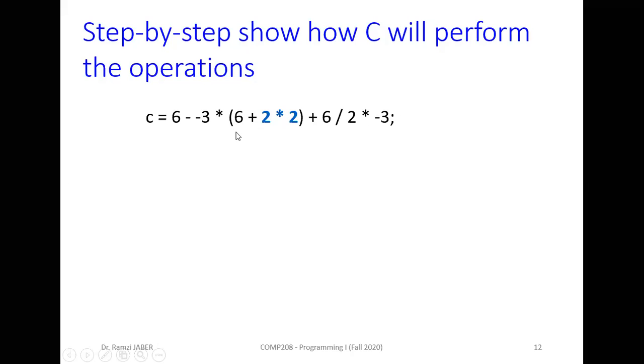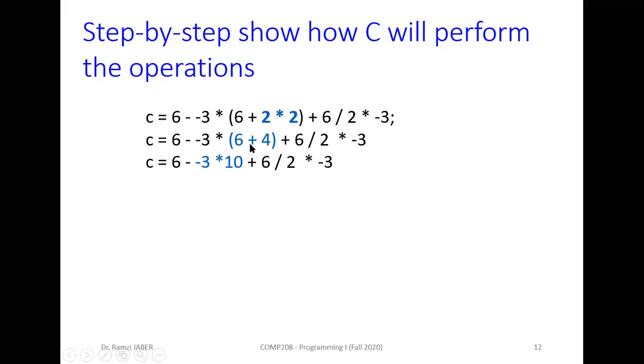So we write this, we replace the values first, and then we decide where to start. First we choose parentheses. Inside the parentheses we have plus and times multiplication, so we start by multiplication and calculate its value. So the new expression will be, between parentheses, 6 plus 4. Okay, we still have parentheses, so again we must calculate what is inside. We get 6 minus 3 times 10, in the parentheses, plus 6 over 2 times minus 3.